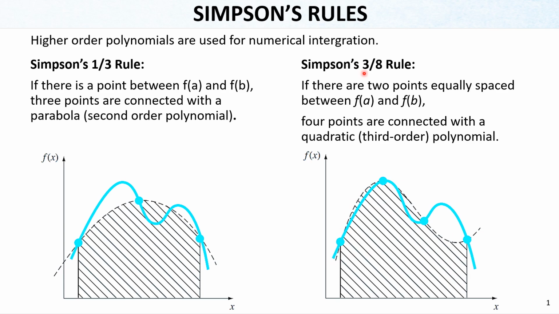The reason for the meanings of the 3/8 rule and the 1/3 rule, we will show in the following slides. But here, you should only know that the 1/3 rule has a second order polynomial with 3 points, and the Simpson's 3/8 rule has a third order polynomial and 4 points. So let's go to the next slide to further understand the 1/3 rule first, then the 3/8 rule.